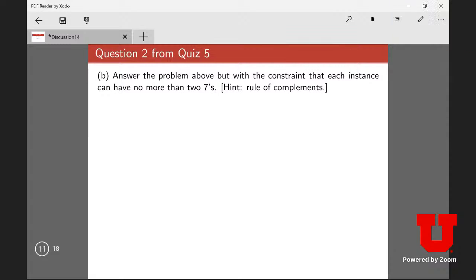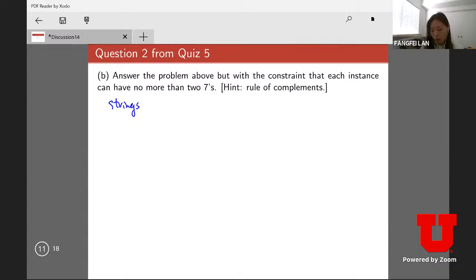Could you use complements? Okay, how do you use complement? What is the complement? A complement would be strings with 3 or more 7s. Right, okay, strings with 3 or more 7. So how do you find the number of possible combinations?